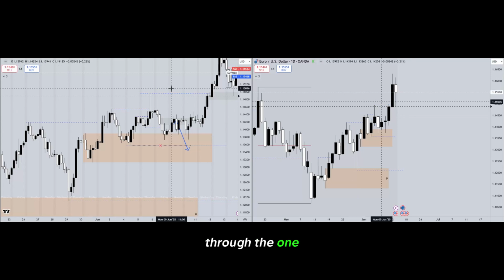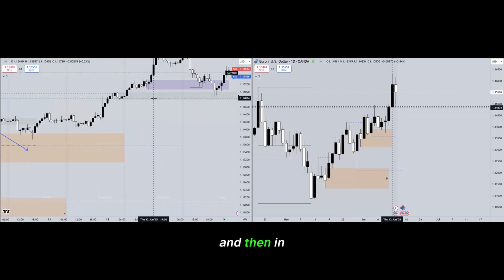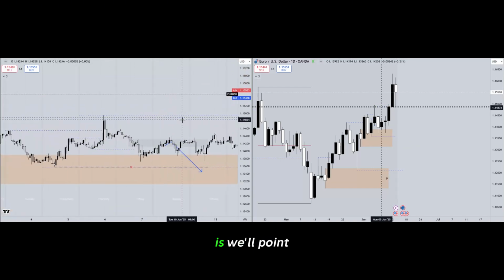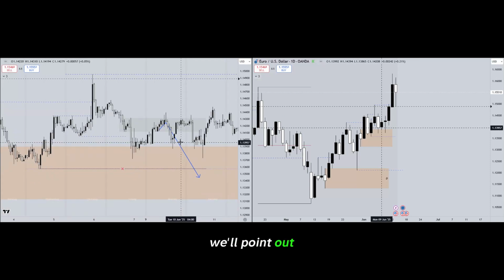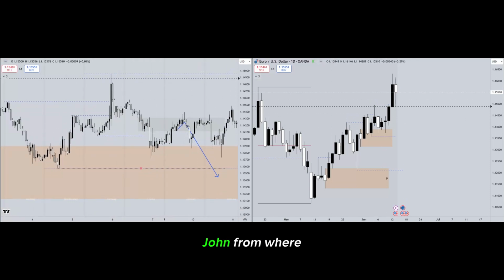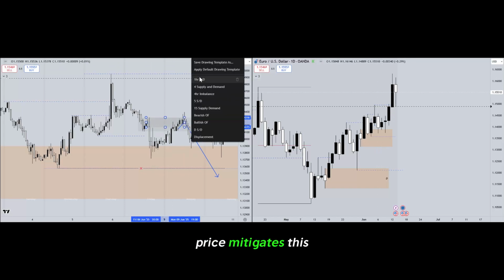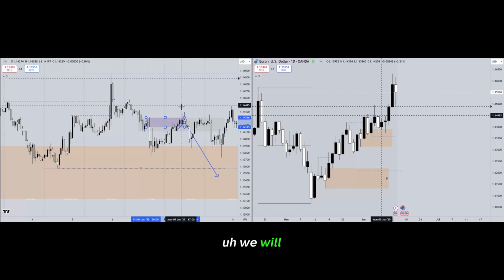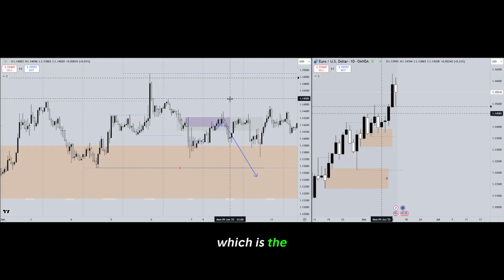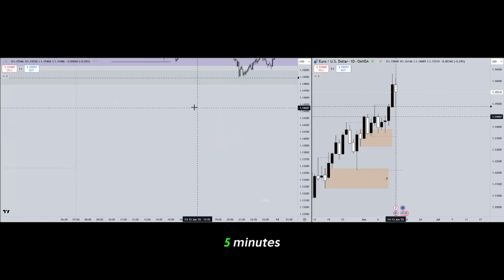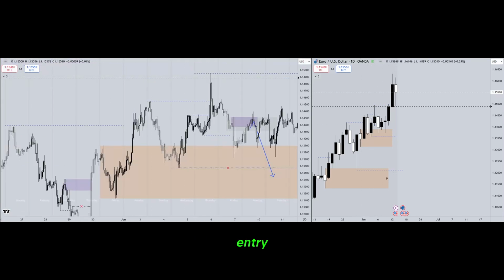So to go through the 1 hour first, in the 1 hour what we do is point out the refined zone from where we'll be trading. So this is the 4 hour refined 1 hour supply zone, and when price mitigates this supply zone, we will be waiting for the lower time frame confirmation, which is the 5 minutes. I love to use 5 minutes because we can get a clear entry with less noise.